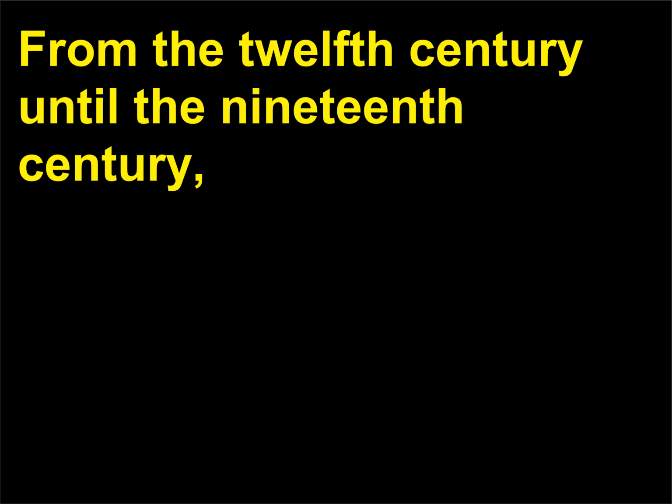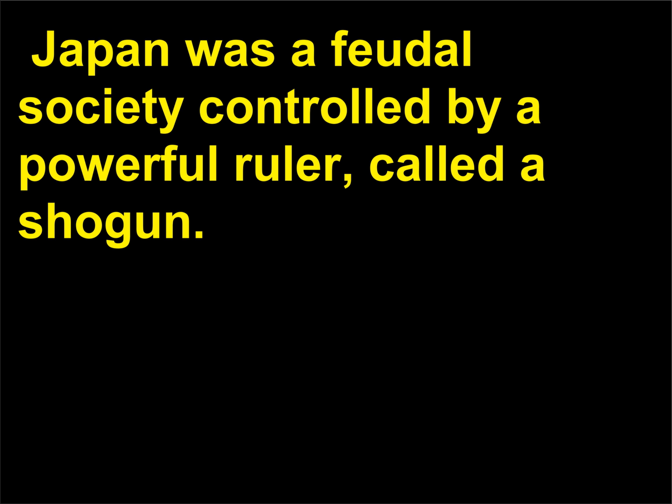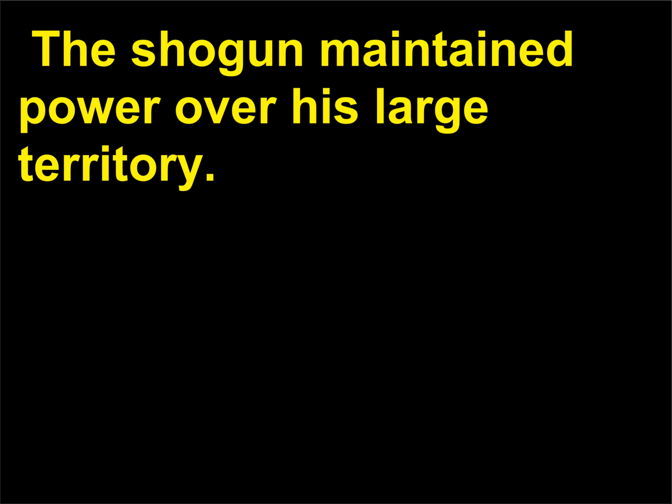From the 12th century until the 19th century, Japan was a feudal society controlled by a powerful ruler, called a shogun. The shogun maintained power over his large territory.